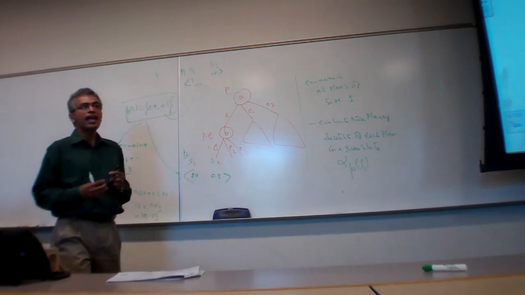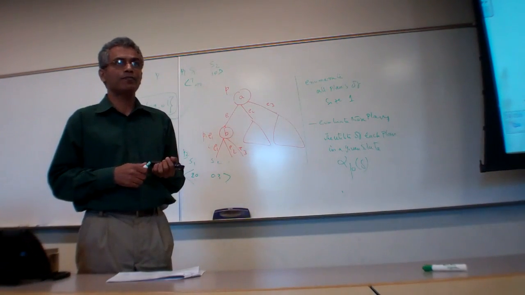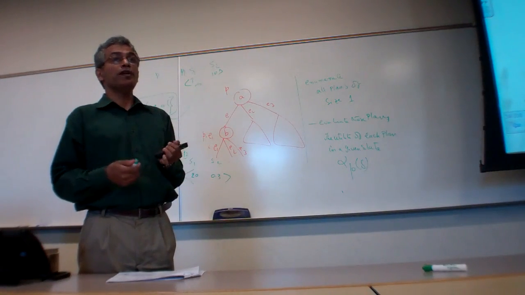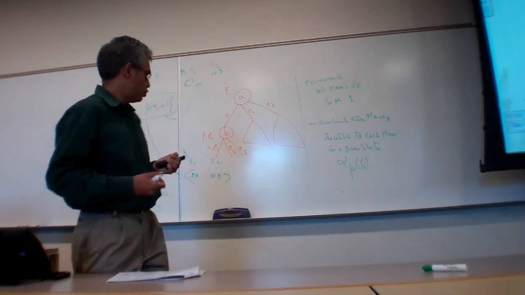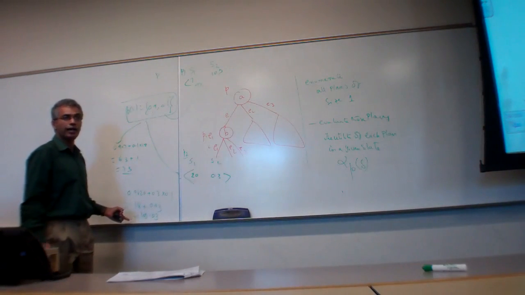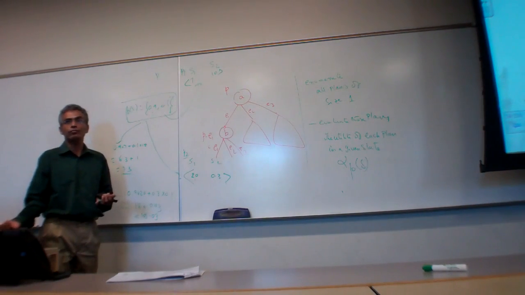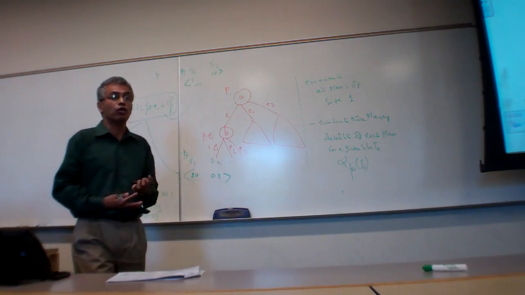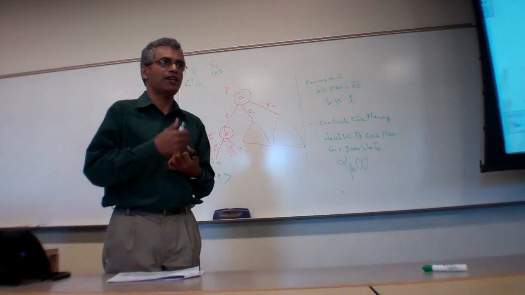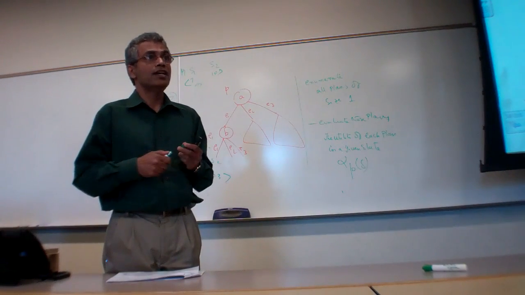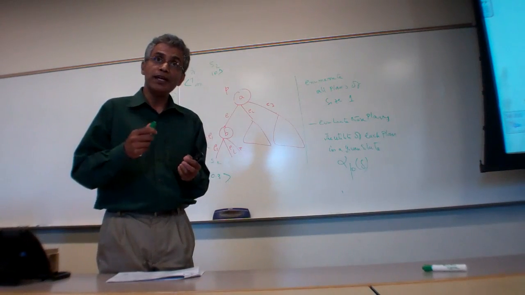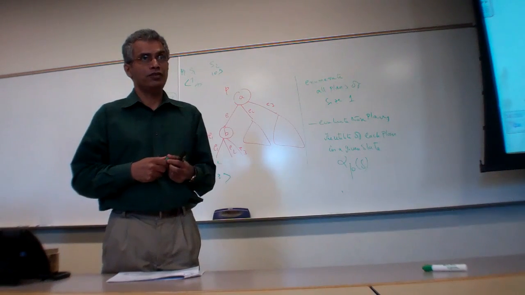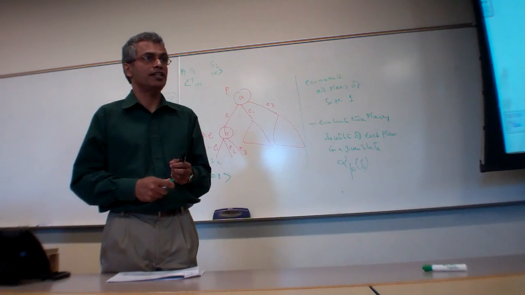Suppose these are the only two plans you have in this belief state. Which one would you pick? You will clearly pick the one which gives you the higher value. Because it's a choice, it's a Markov decision process. It's a partially observable Markov decision process. So in each belief state, you're going to pick the plan that has the highest expected utility.